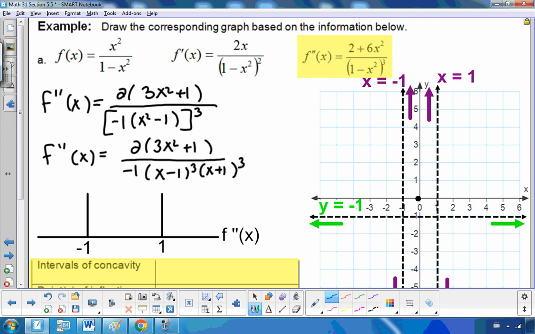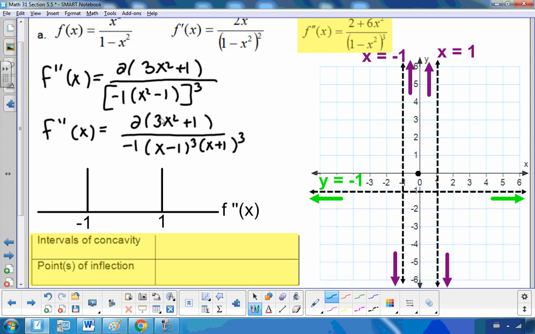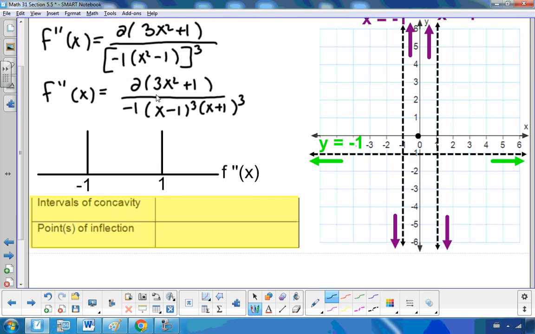And I'll put that all together. Okay, so in my intervals, I have on the top, no x-intercept. In the bottom, restrictions of negative 1 and positive 1. And again, remember those are vertical asymptotes, so I just want to remind myself of that.